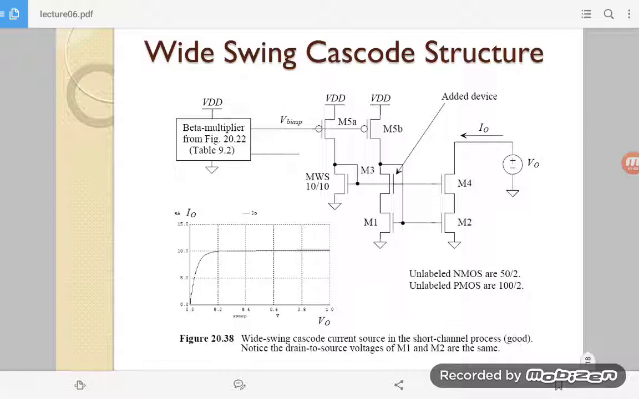Okay, so I think that's all. So far we have studied these two modified current mirror structures, cascode and wide swing cascode. Maybe in your design you can choose either of these depending upon your requirement. Okay, so that's all.